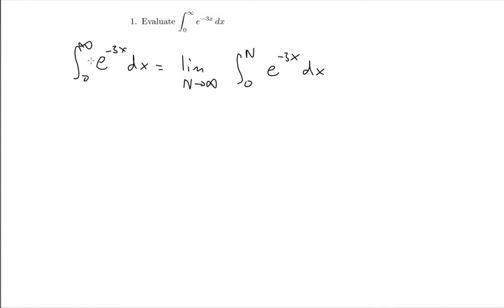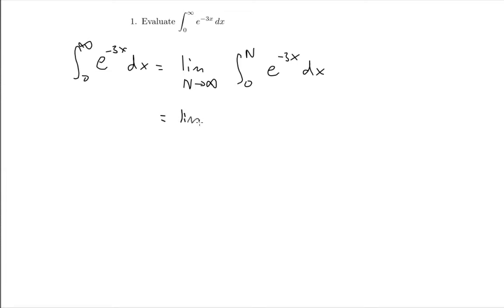To calculate this, we'll remember what this actual definition means. This integral, which is what they want us to calculate, is actually just short form for the limit as n goes to infinity of the definite integral from 0 to n of e to the negative 3x dx. Here we've converted this improper integral into a definite integral going from 0 to some number n, and then after calculating this definite integral we'll let the limit as n goes to infinity and see what we get.